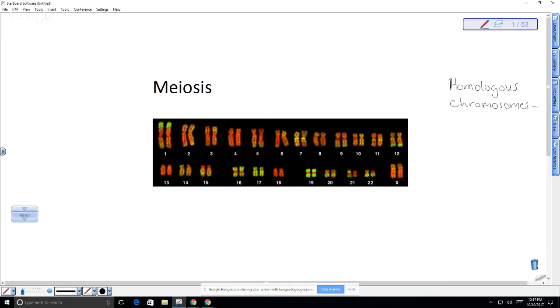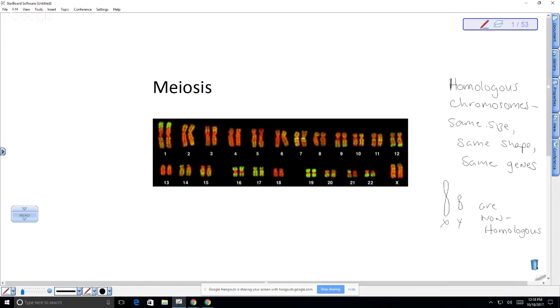And so these are chromosomes with the same size, same shape, and they have the same genes. Okay. So we have pairs of homologous chromosomes, except for the sex chromosomes, because remember, we have the X chromosome and then the Y. So X and Y are actually non-homologous, because they have different genes on them.